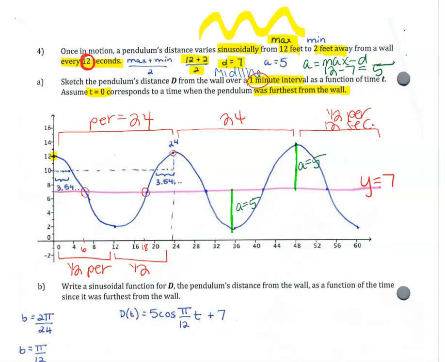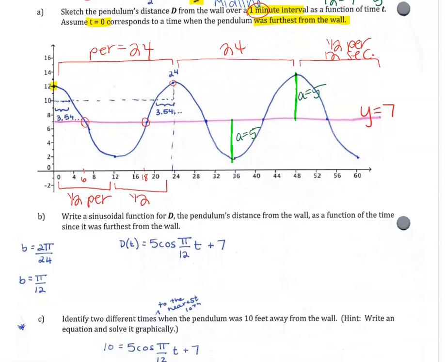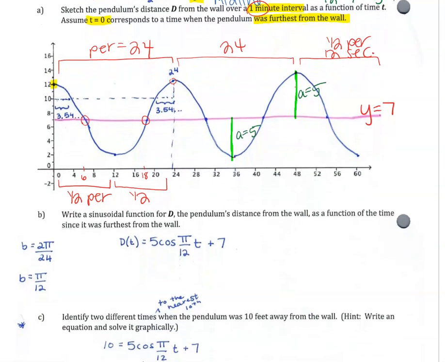Okay, great. So putting it all together into a model for us. Write a sinusoidal function for d, the pendulum's distance from the wall, as a function of time since it was furthest from the wall. Now, sinusoidal function, I want to point out, could be sine or cosine.